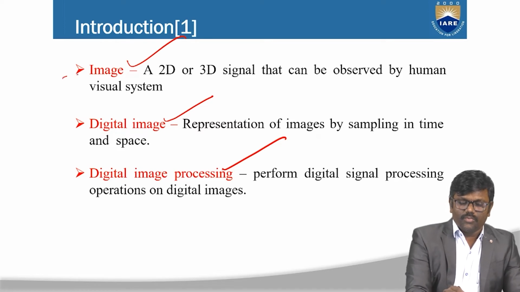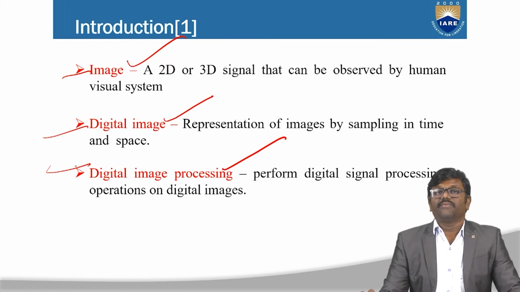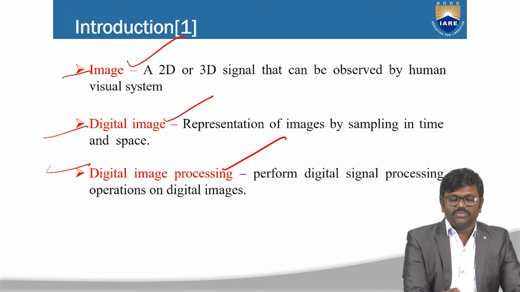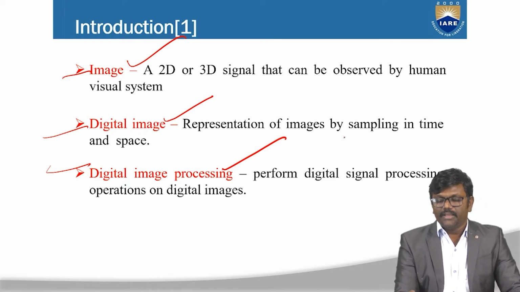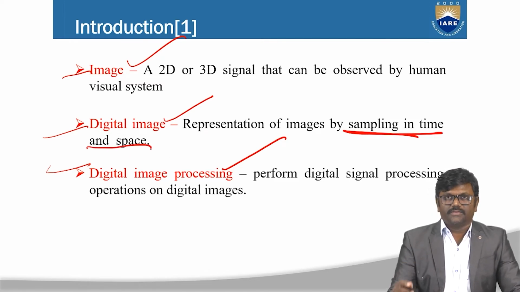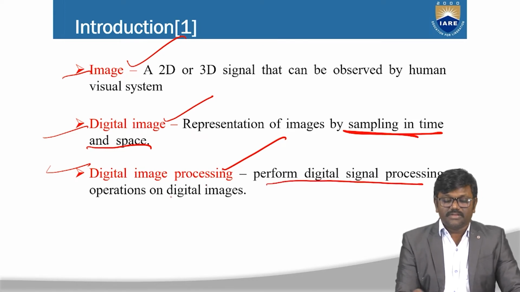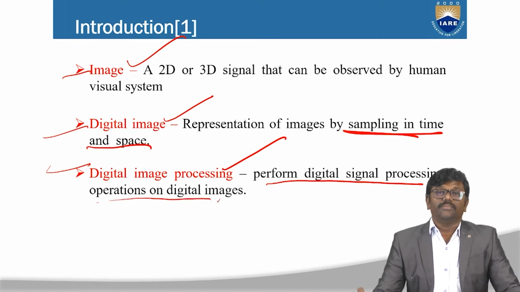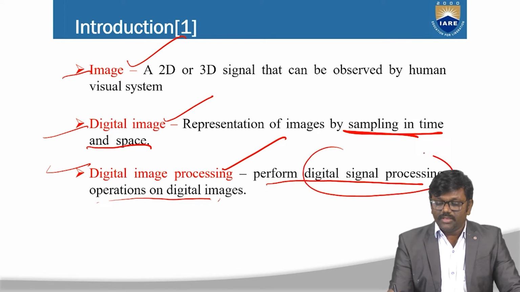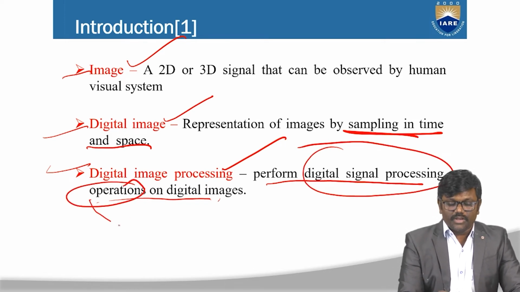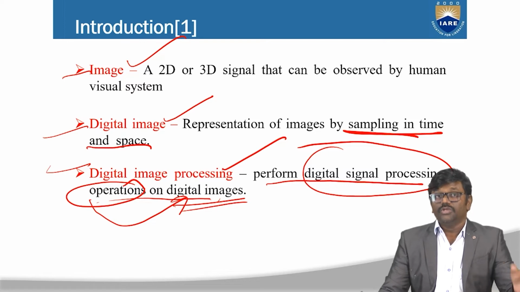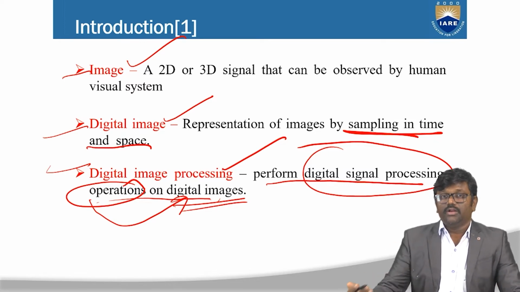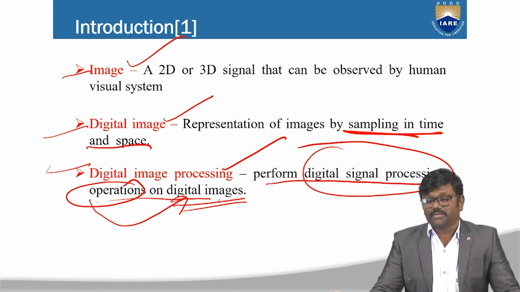So we understood one in relation to another. A digital image is simply a representation of images by sampling in time and space. Whereas digital image processing means performing digital signal processing operations on digital images. We have digital signal processing operations which we apply to digital images, and by applying certain operations we can process what we require in our particular or selected application.